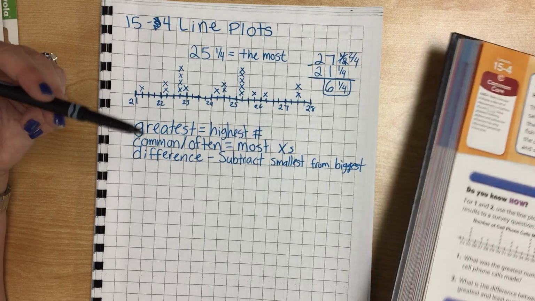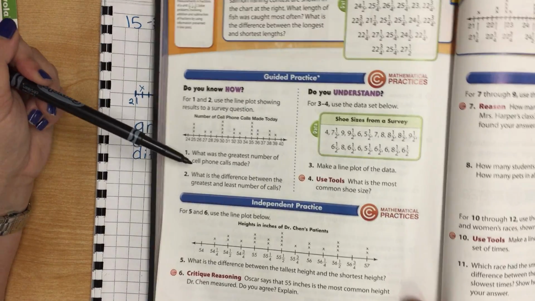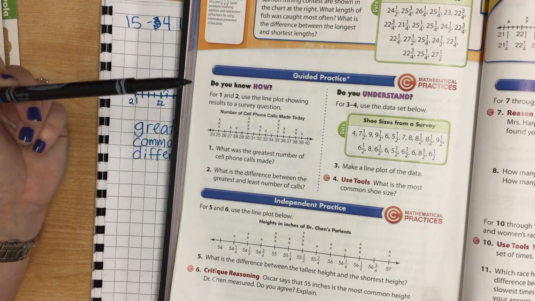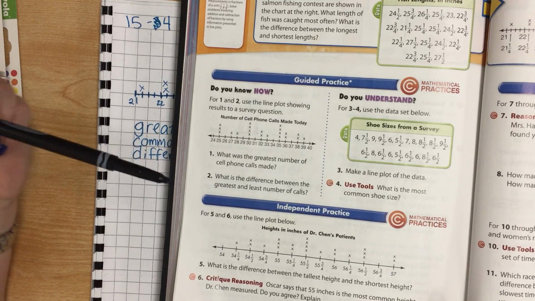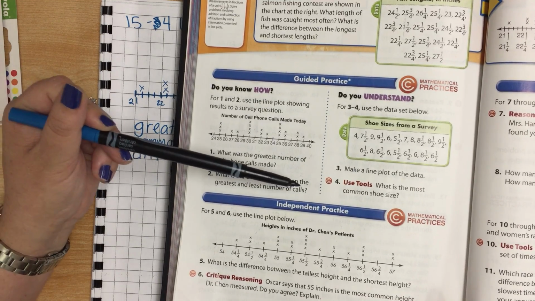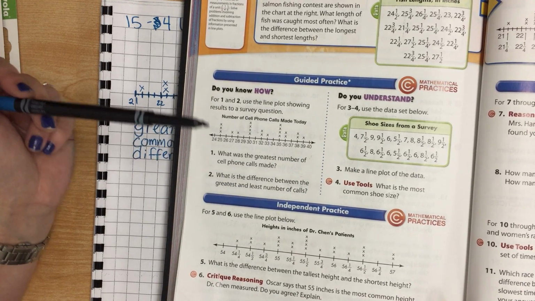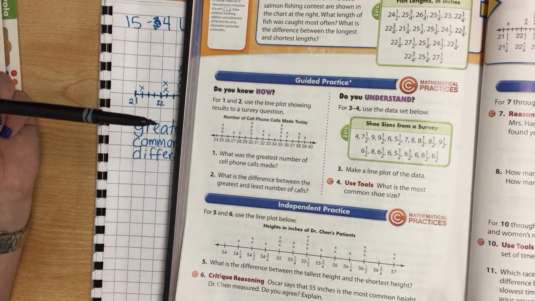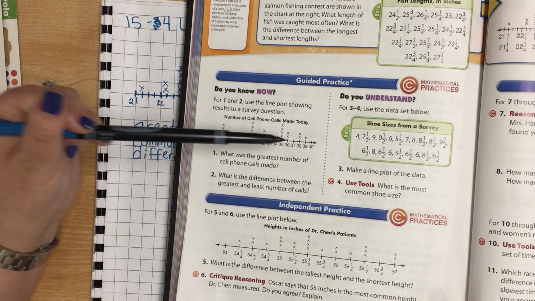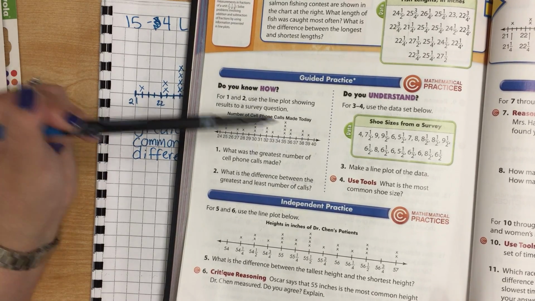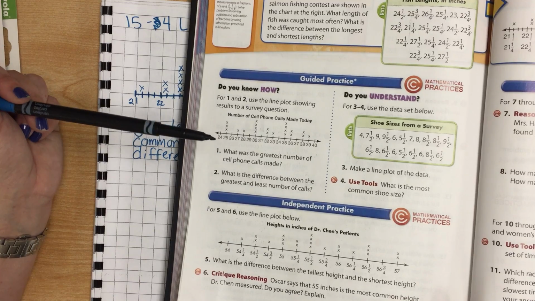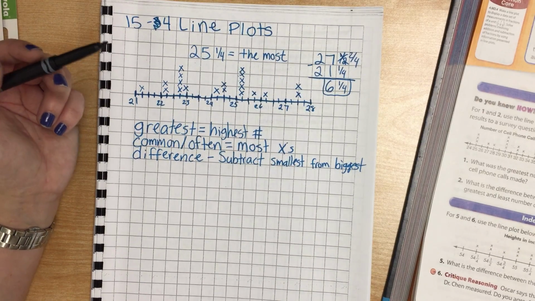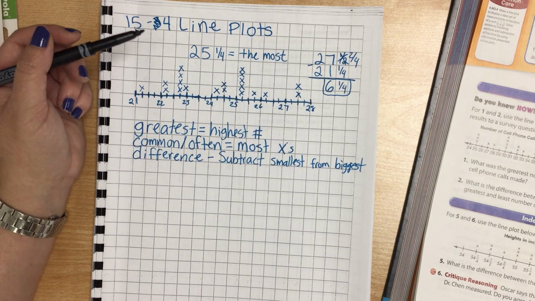So now back to that question. When it says the greatest number of cell phone calls made, I look at just what my largest number is that has an X over it, 39. Now it says, what is the difference between the greatest and least number of calls? So now I'm doing 39 minus 25. I'm not looking at the X's. I'm not comparing their X's. I'm just comparing them as numbers. So 39 minus 25 is what it's asking me to solve. 14, right.